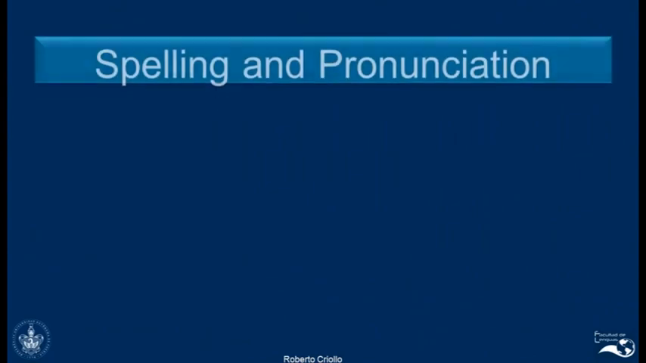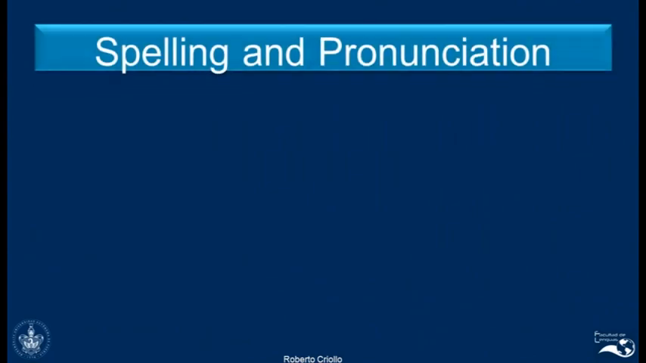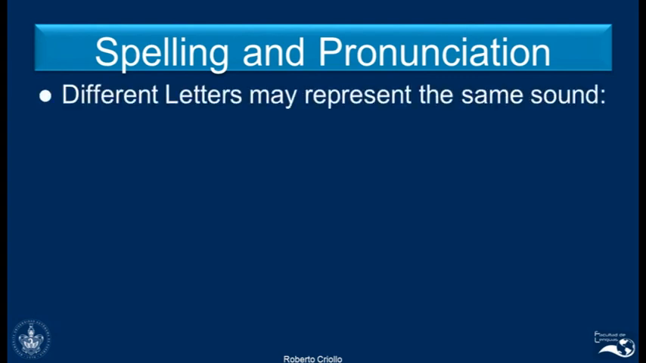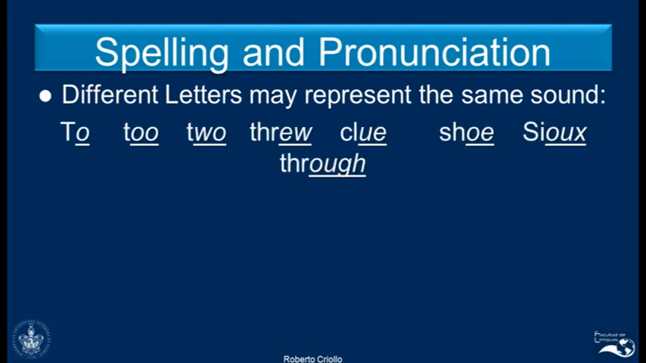One of the greatest challenges for learners of English is the complexity of its phonological system. In other words, there is not a clear correspondence between spelling and pronunciation. For example, different letters may represent the same sound, as in to, through, clue, shoe, sew. Even though they have different spellings, all of them have the same vowel sound, oo.